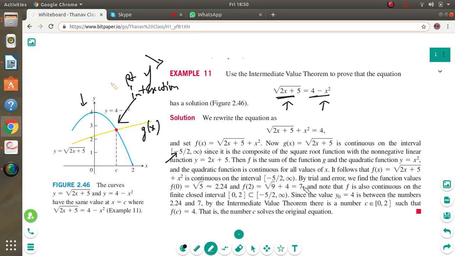So what they're doing actually, they're taking us to the extremes, because we're using the intermediate value theorem. One extreme, the left one, is x equal to 0. The second extreme is x equal to 2. So we got the value 2.24 here, and the second we get 7.